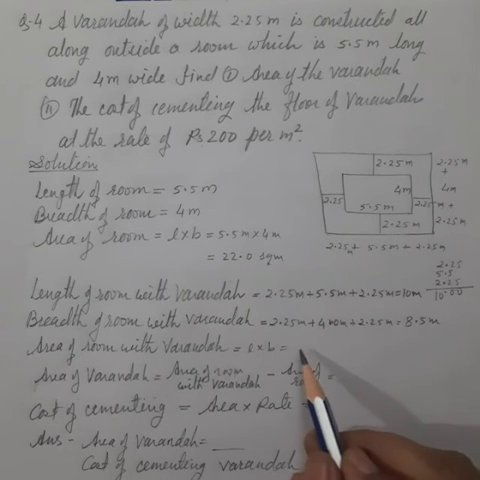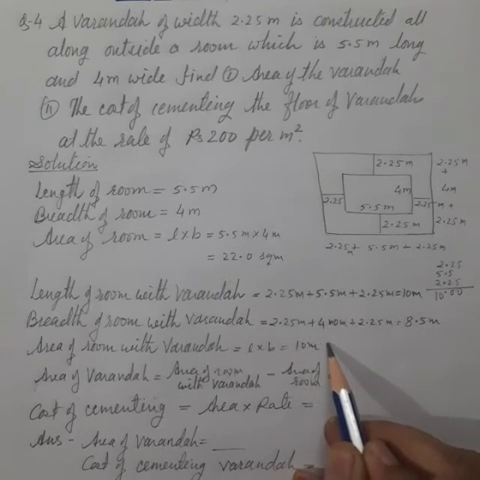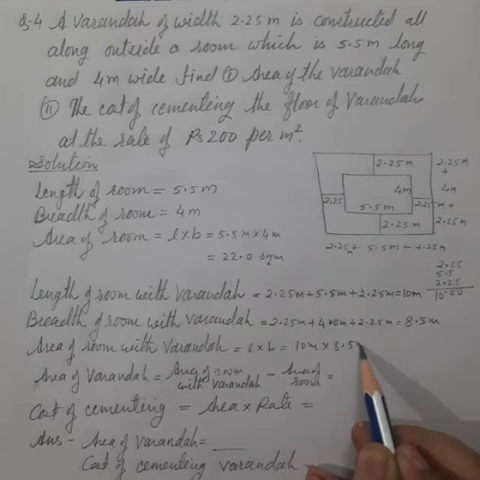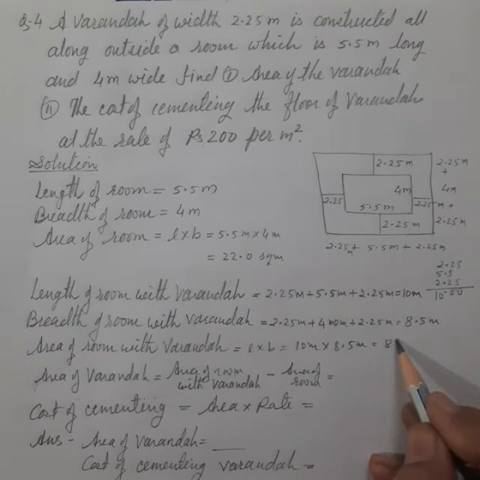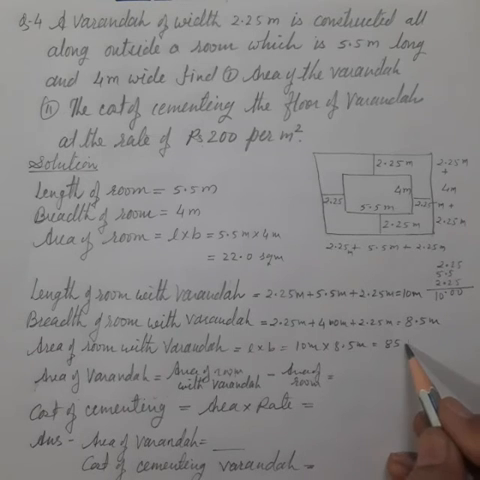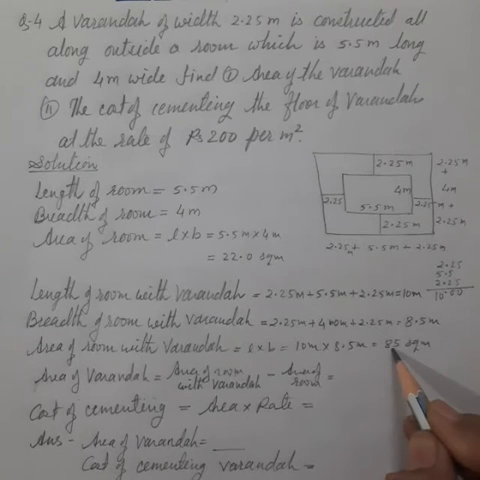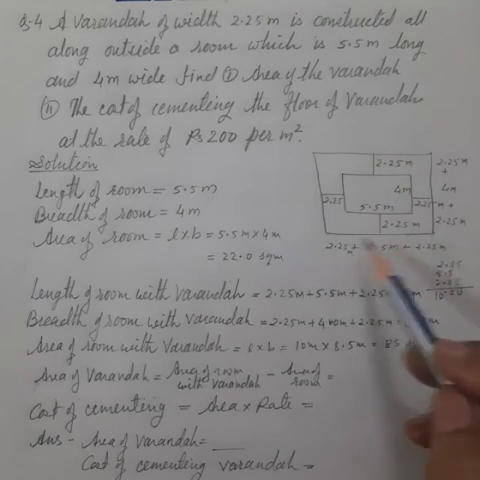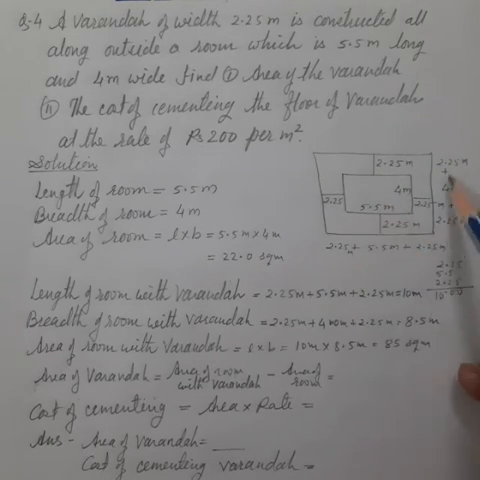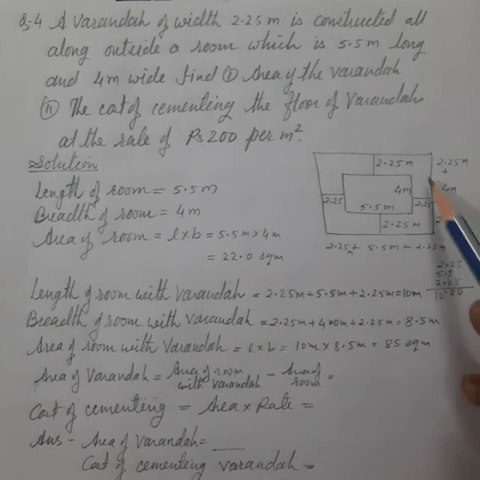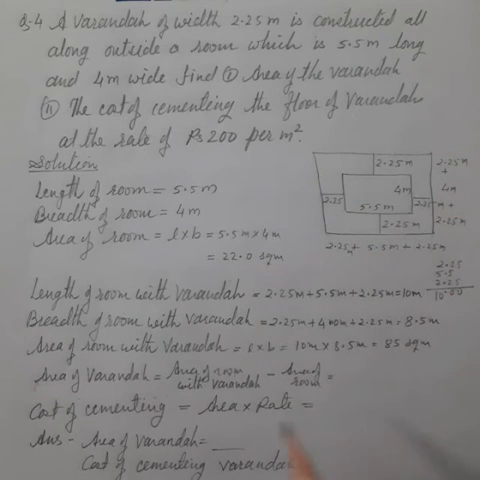Find out the area. Length is 10 meter, breadth is 8.5 meter. The point will shift here, multiply by 10. So we get 85 meter into meter, square meter. This is the area of the outer rectangle. And now subtract the area of the room from the total area to get the area of this veranda.